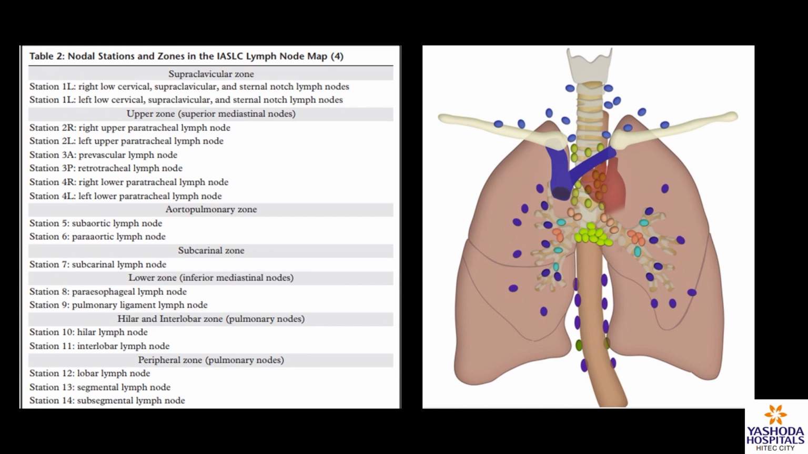So coming to the classification system according to the IASLC, the 2009 one, which is in vogue for lung cancer staging. We have 14 nodal stations which have been grouped into 7 zones, starting from the supraclavicular to the upper zone of the superior mediastinal, including the paratracheal and the prevascular group. The aortopulmonary window, both the subaortic and the para-aortic. You have the subcarinal zone. Then you have lymph nodes in the paraesophageal and the pulmonary ligament. Then you have lymph nodes going from the hilum towards the periphery of the lungs.